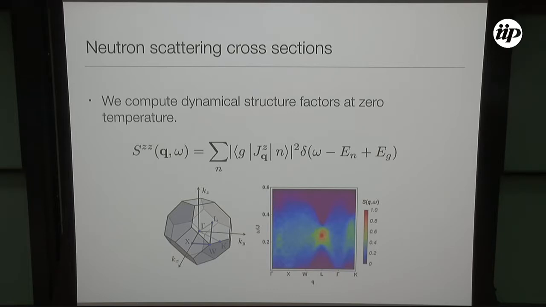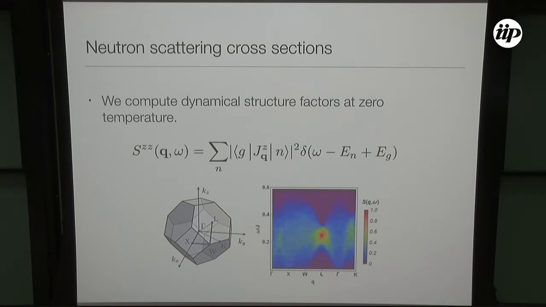Another property that we looked at was neutron scattering. The thing to compute here are dynamical structure factors for the total angular momentum operator. So here I'm showing the S_zz, which is the dynamical correlation function for J_z. This is the Fourier transform of J_z. And again, this is a correlation function that you can express in terms of fermionic operators. The elementary excitations that we create here at zero temperature are pairs of these Majorana fermions, like particle pairs.